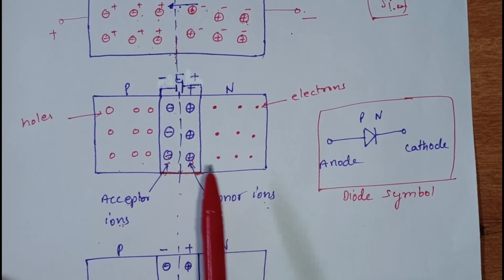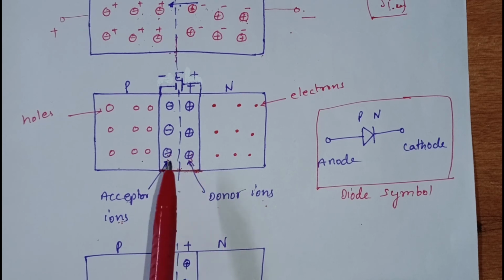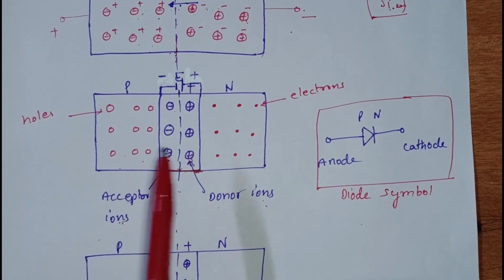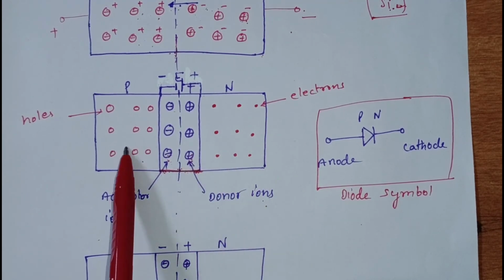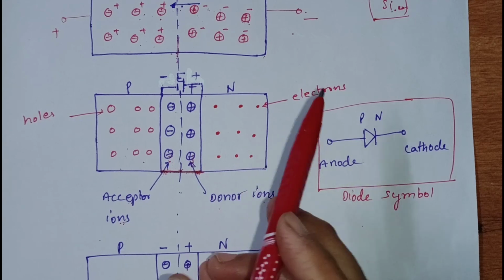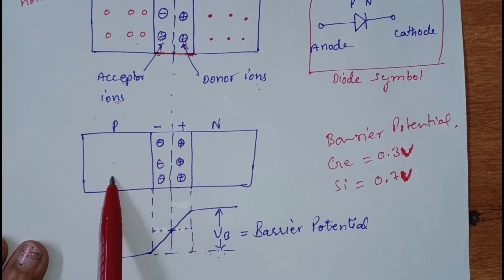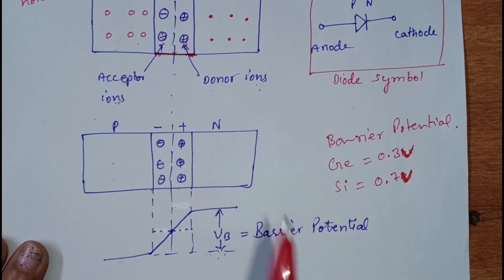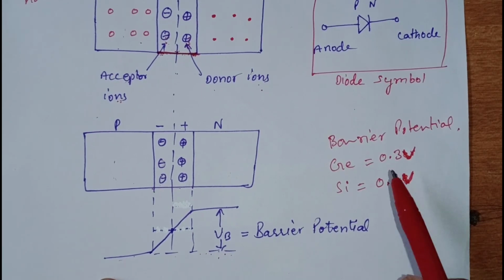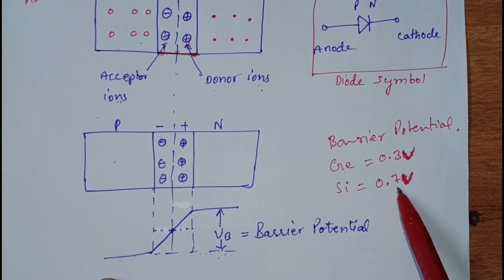This potential barrier or electric field that is developed in this space charge region stops the further diffusion of charge carriers, meaning holes from p side to n side and electrons from n side to p side. So the diffusion of electrons and holes continues till this potential barrier is developed. We have negative potential on p side and positive potential on n side. We can show this barrier potential by this diagram. This barrier potential for germanium is 0.3 volt and for silicon is 0.7 volt.